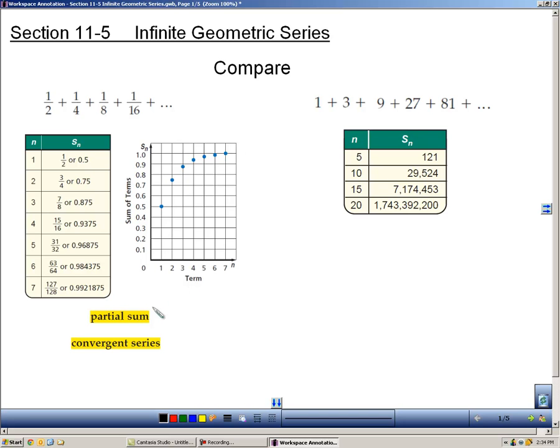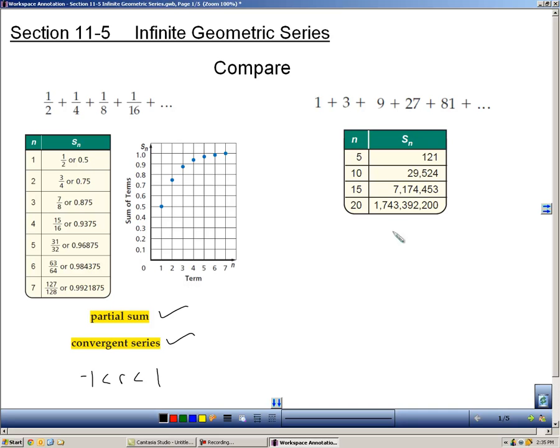This is an infinite geometric series, except this one is called a partial sum because its value approaches a number, in this case 1, but it doesn't actually get there. And we call those a partial sum. We also call this a convergent series because the series converges on the number 1 in this case, but again it never actually gets there. This is one kind of infinite geometric series, and it happens when the common ratio is between -1 and +1. You get an infinite geometric series that has a partial sum, or we call it convergent.